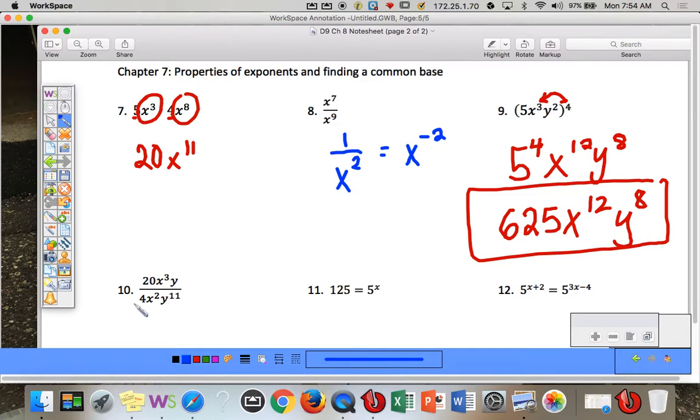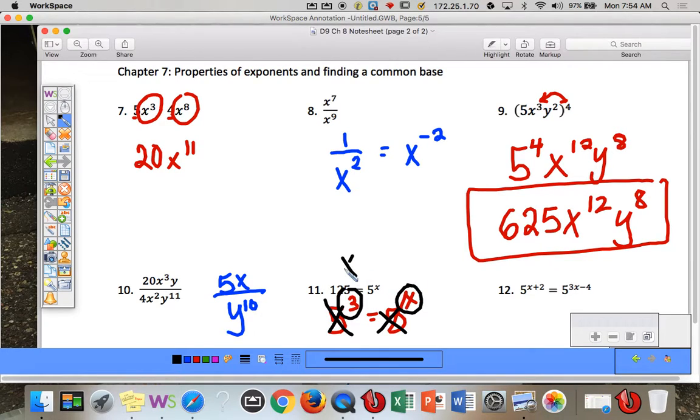The next one, we'll divide our numbers first. 20 divided by 4 is 5. You have 3 x's on top and 2 on the bottom, so when you cancel, you have 1 left on top. You have 1 y on top, it cancels with 1 y on bottom, so you have y to the 10th left on the bottom. Right here, find a common base. 5 to the 3rd power equals 5 to the x power. Once you find a common base, ignore the base and set the exponents equal. So here x is 3.